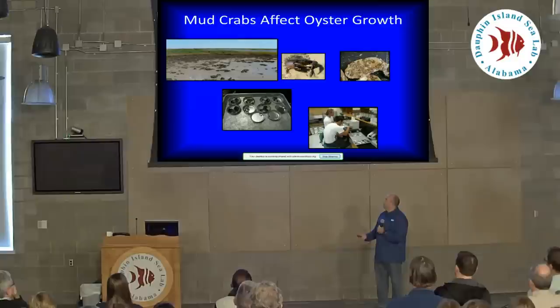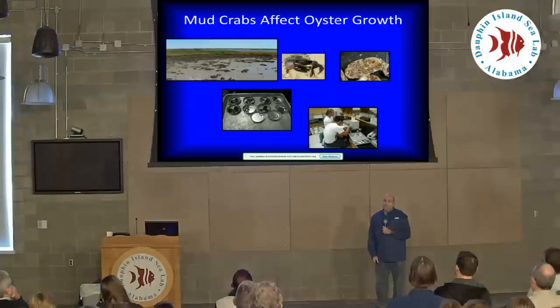In 2012, we published a paper, and we found that in the field, when we grew oysters in the presence of mud crabs, they tended to grow a heavier shell and produce less soft tissue.